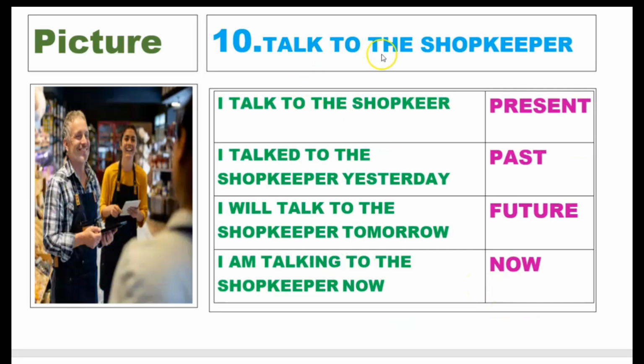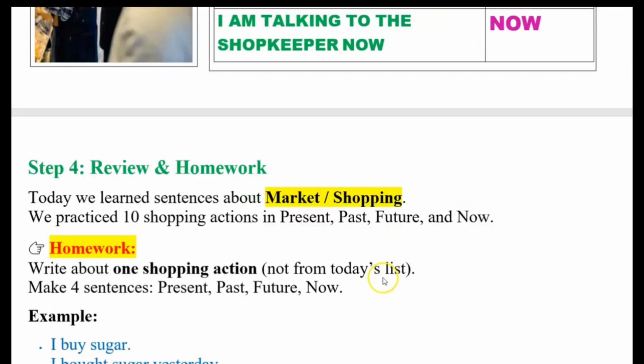Tenth one. Talk to the shopkeeper. I talk to the shopkeeper. Present tense. I talked to the shopkeeper yesterday. Past tense. I will talk to the shopkeeper tomorrow. Future tense. I am talking to the shopkeeper now.